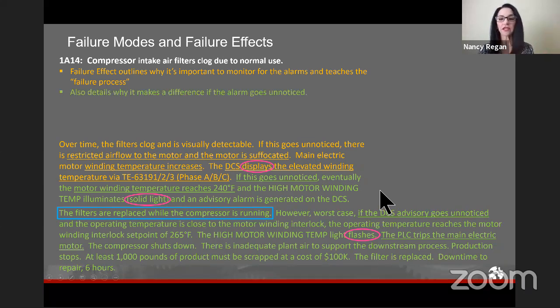But another thing that it does, can you put in the chat if you can still see my slides and you can still see and hear me? Just put a yes, just so I know. Yes. Okay, good. All right.